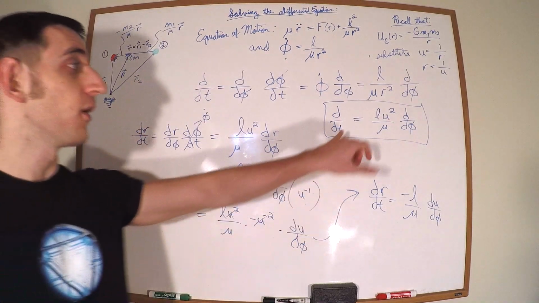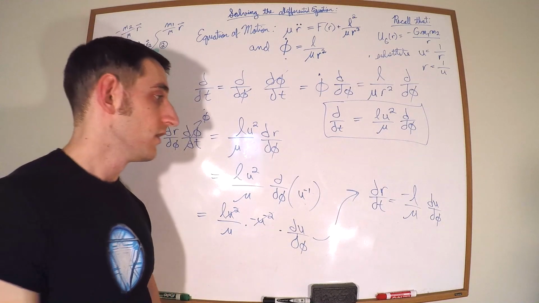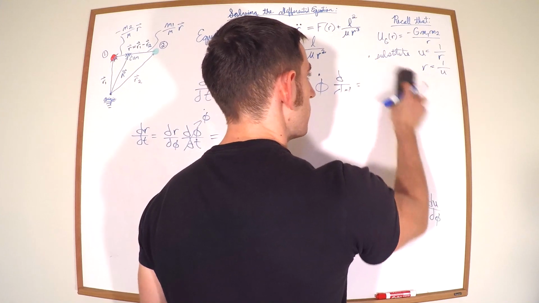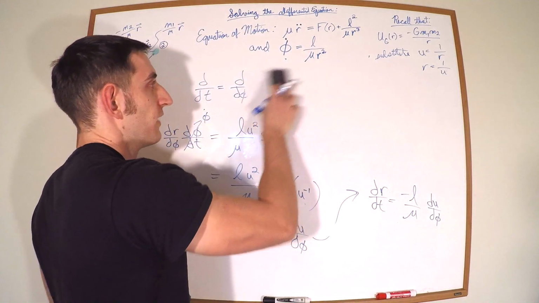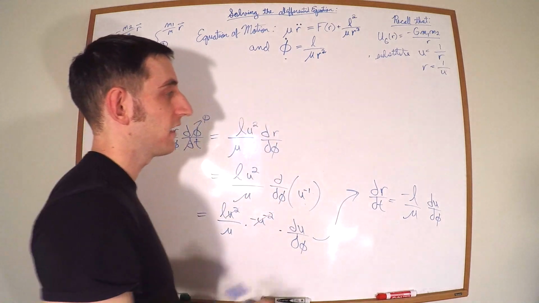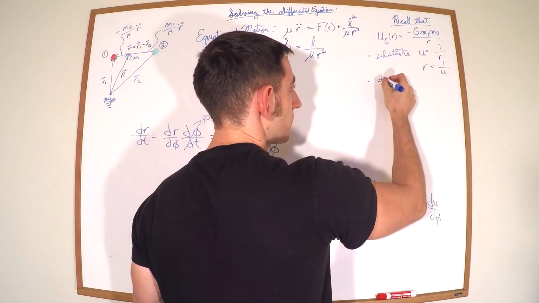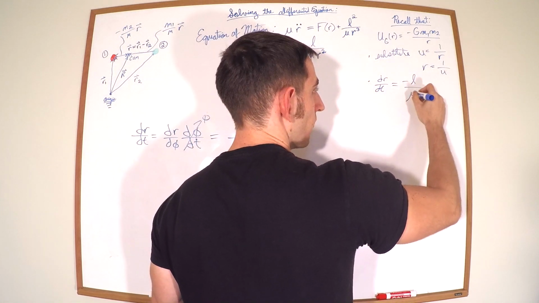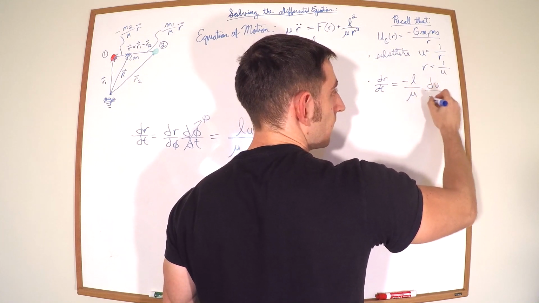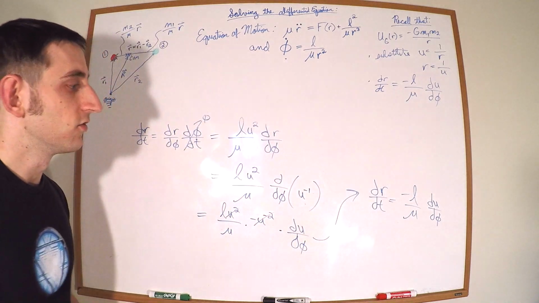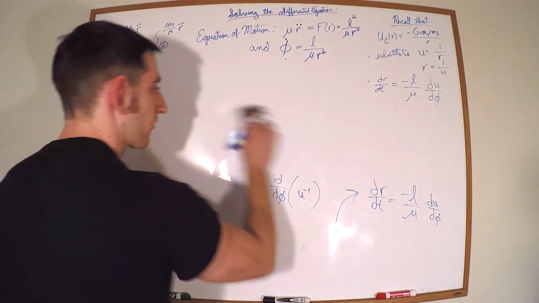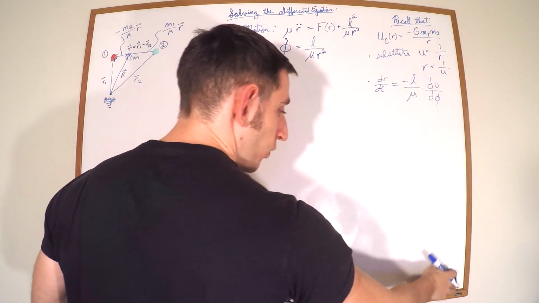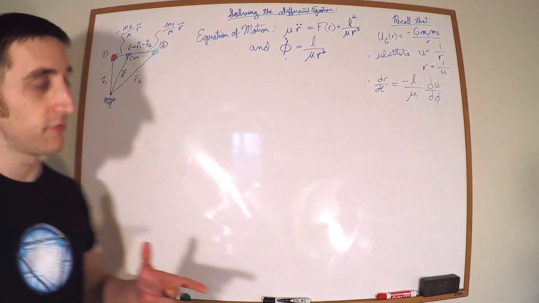Next, we need to apply this operator once again. So I'm going to erase these guys and write this up just so we have it on our board space and we don't forget about it. So dr dt is nothing more than negative L over mu times du d phi. All right, so I'm going to write that up at the top of the board, and we're going to proceed with the next portion of what we're doing.